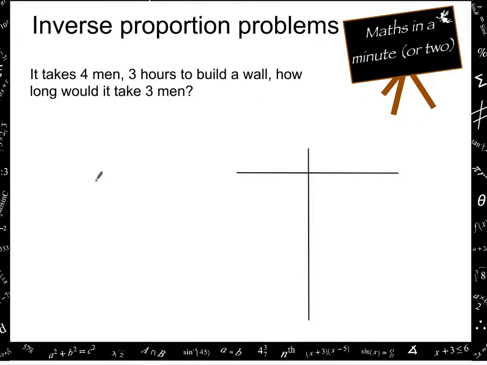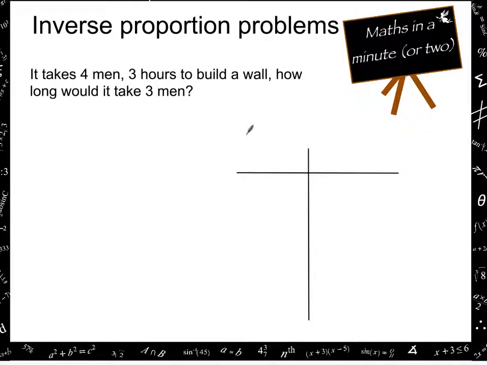It takes 4 men 3 hours to build a wall. How long would it take 3 men? Okay, so what we know before we begin, we need to decide whether we're talking about inverse or direct. And if we're talking about people building walls, our logic tells us that if you have less men, it's going to take more time. So therefore, if one thing is decreasing while the other is increasing, it must be inverse.